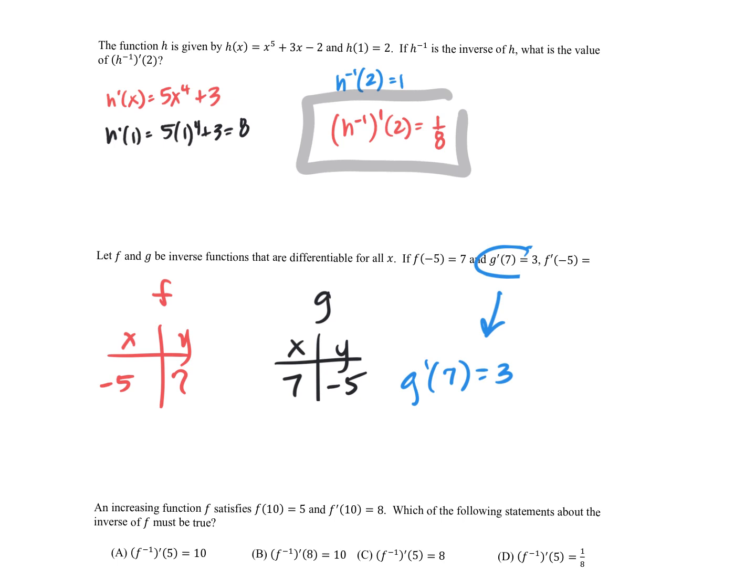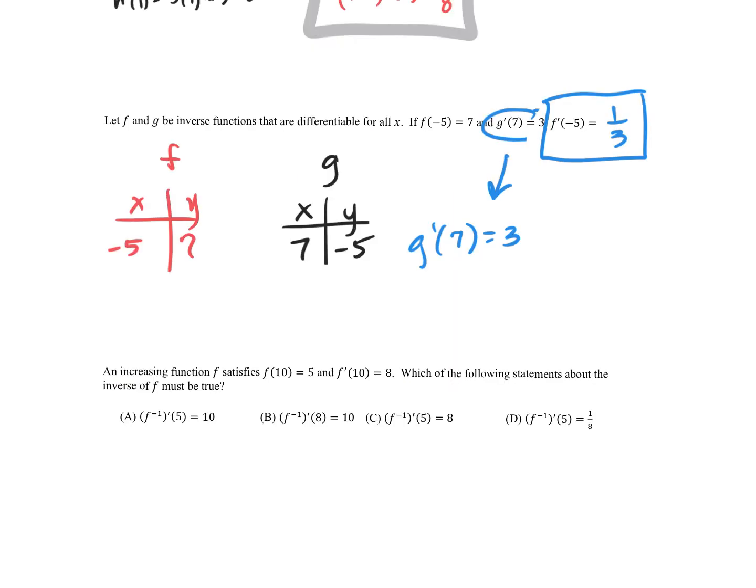And look what they want. They want f prime of negative 5. You're like, dude, I don't know anything about f. But wait, I know g's slope when my y is negative 5. So what would my f slope be when my x is negative 5? 1/3. You got it, people. f prime of negative 5 is 1/3. We're going to just take the reciprocal of that slope. Awesome, you guys. Well done, well done, well done.